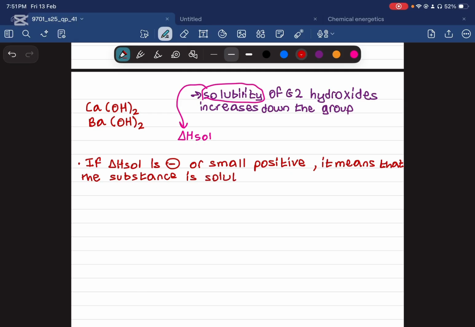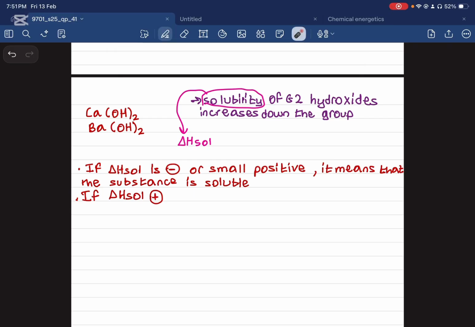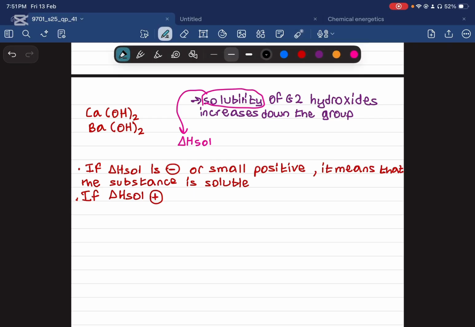Opposite to that, if the enthalpy change of solution is highly positive, so let's say plus 20 kilojoules per mole, plus 30 kilojoules per mole. Is this small positive or big positive? Plus 20 or plus 30, it's big positive. So if it's big positive, then the substance, whatever substance you tried to dissolve in water, is insoluble in water. Right. These are the 2 points.